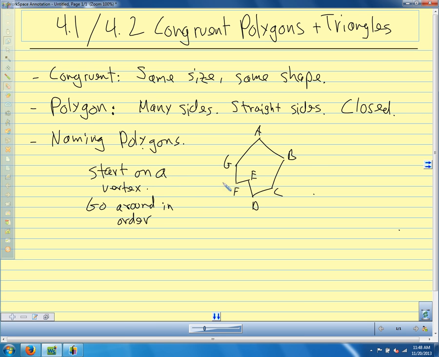And that order is going to be important when we start comparing two polygons. So we'll talk about what happens with one polygon, but a big part of what we do in geometry is compare two shapes. So how we name them has to do with how we compare them. So these are the ideas that we're going to start with.